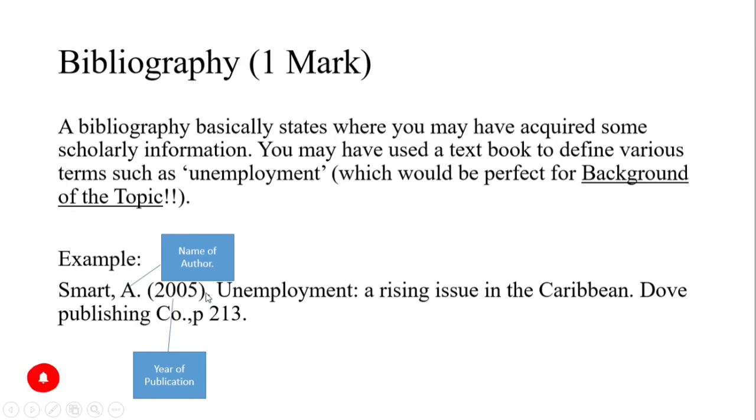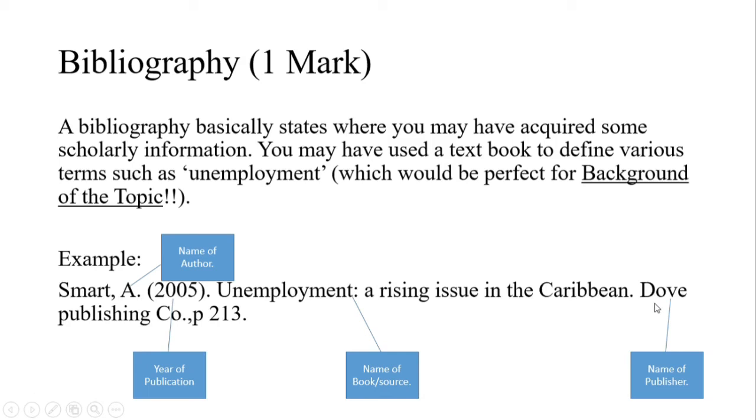And then you move on to the name of the book or the source that you get the information from. So the name of this book is Unemployment, a Rising Issue in the Caribbean. That is the name of the book, right? Then you have a full stop there, and then you have the name of the publisher, right, which is Dove Publishing Company. Then you have a comma there, and then you can have the page number, right, just to show that you did not plagiarize, or rather to give credit to the source of your information. All right.